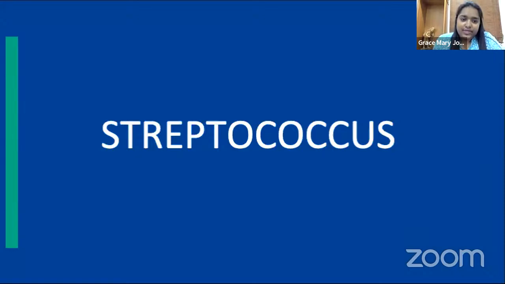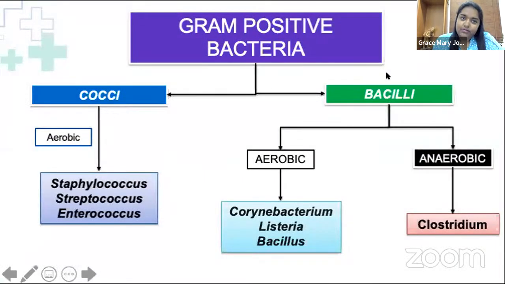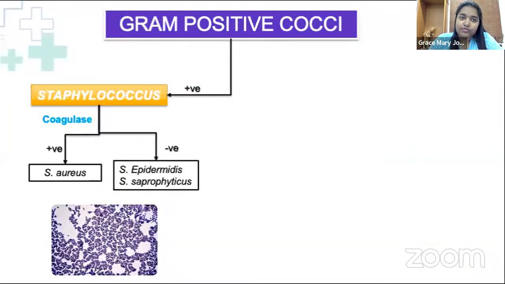Now coming to Streptococcus, last time we did talk about the classification based on morphology. Just to brush up on what we spoke about, gram-positive bacteria can be classified based on the morphology into cocci, which are round-shaped, and bacilli, which are rod-shaped. Most of the organisms, at least the most important organisms that we deal with, come under the cocci group. So last time we talked about Staphylococci, and this time we'll talk about Strep and Entero.